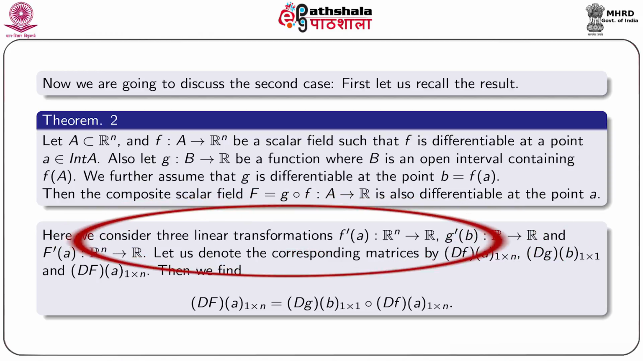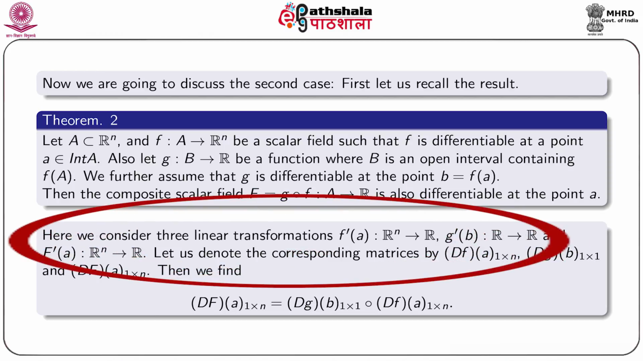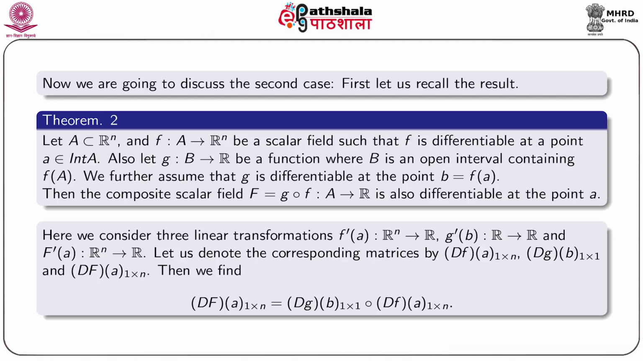So, here we are considering three linear transformations: f dash a from Rn to R, g dash b from R to R and F dash a from Rn to R. Like the previous case, we here denote the corresponding matrices by Df a, Dg b and DF a. Their sizes are 1 by n, 1 by 1 and 1 by n respectively. Here we can find DF a equal to Dg b matrix multiplied by Df a.